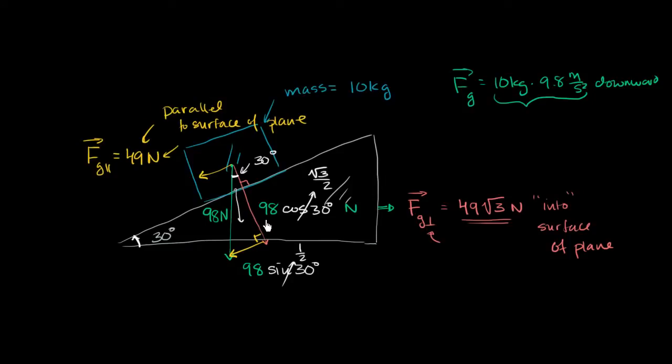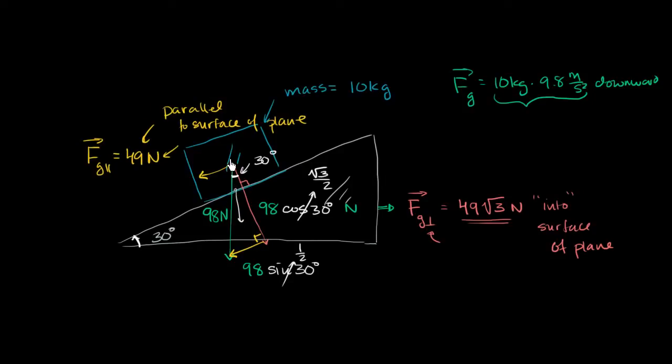But we know it's not going to accelerate. We know that there's this big wedge of ice here that is keeping it from accelerating in that direction. So at least in this dimension, in the direction that is perpendicular to the surface of the plane, there will be no acceleration because this wedge is here. So the wedge is exerting a force that completely counteracts the perpendicular component of gravity.